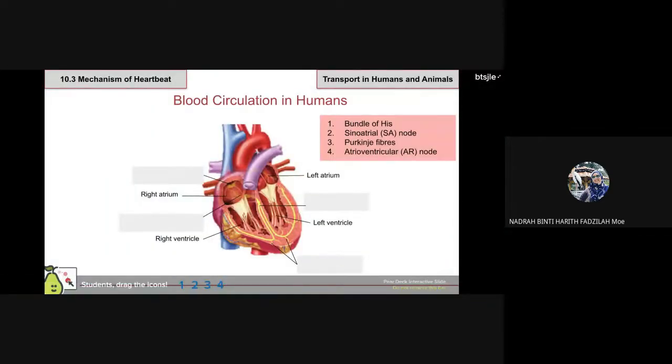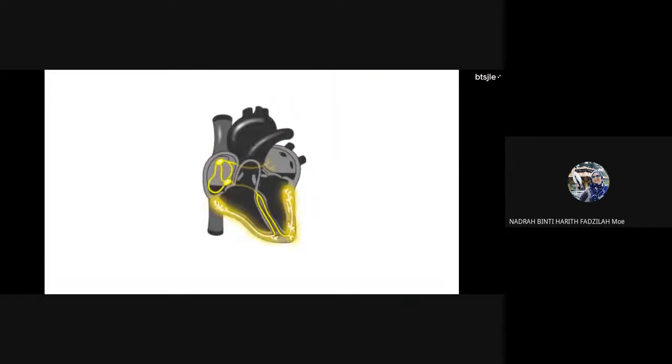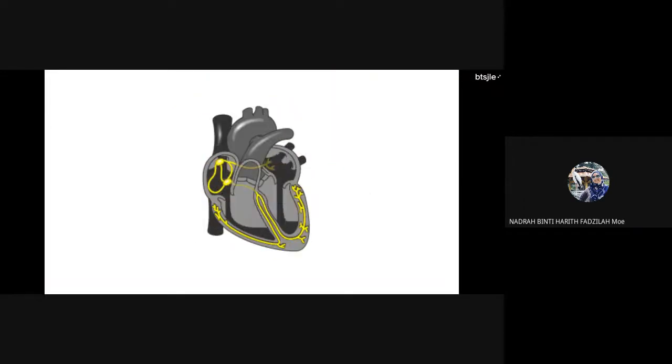Kita nak tengok sekarang ni the mechanism of heartbeat ya. Kita dah kenal structure dia. Now we want to see how this structure, SA node, AV node, bundle of His and Purkinje fiber, work together to cause changes in the atria area and also in the ventricle area. So kita tengok dulu animated GIF ni. Okay, observe first. Let's take a look.